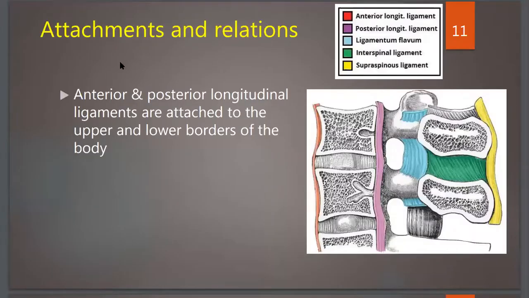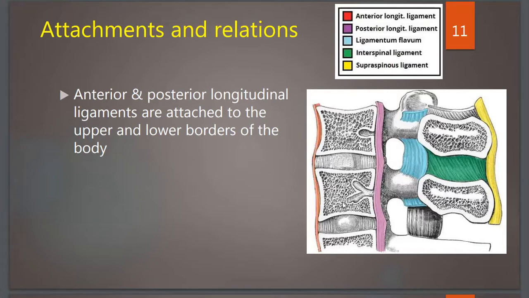Now the attachments. See here, this is the body of one vertebra, this is the body of another vertebra. This is the inferior vertebral notch, this is the superior vertebral notch. Together they have formed the intervertebral foramen. This is the area through which the spinal nerve comes out. This is the spinous process, this is also a spinous process. This is the superior articular facet.